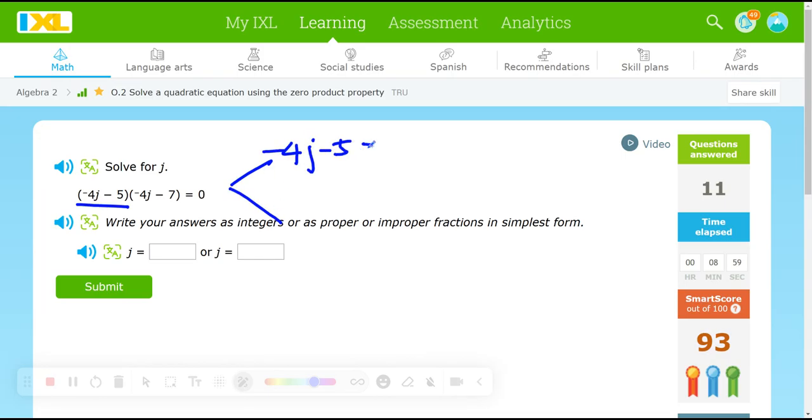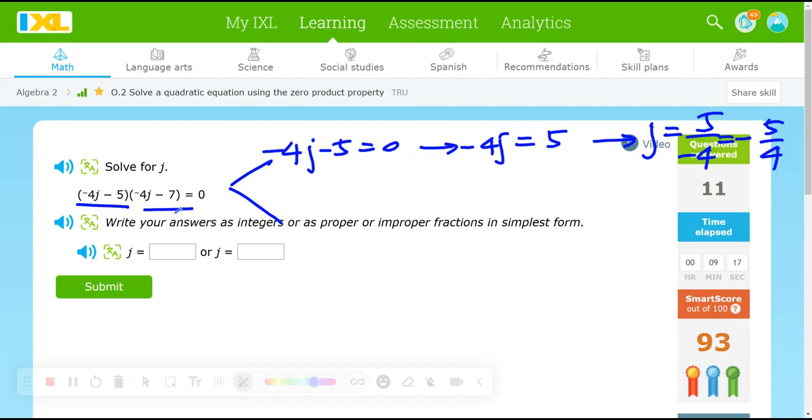4j subtract 5 equals 0. Alright. So negative 4j equal number 5. So divide negative 4 to the right side. So j equal 5 over negative 4. So I can put a negative 4 to the front. So negative 5 over 4.